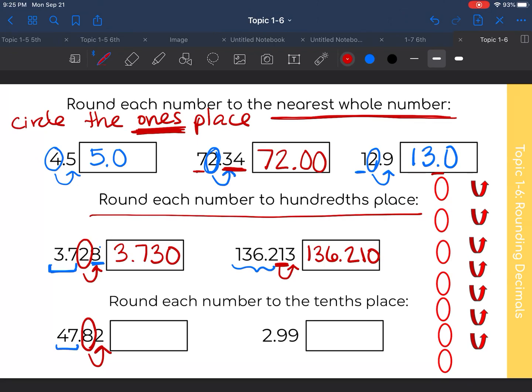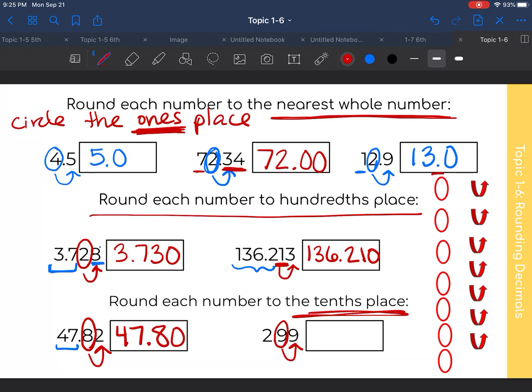Digits in the front stay the same. So 47 stays the same. The 8, we let it rest. Digits behind, zeros their name. And the very last example, again, tenths place. So circle that tenths place, find your place, look next door.